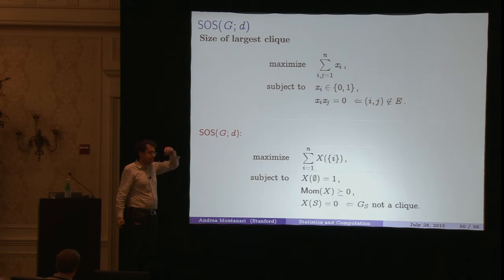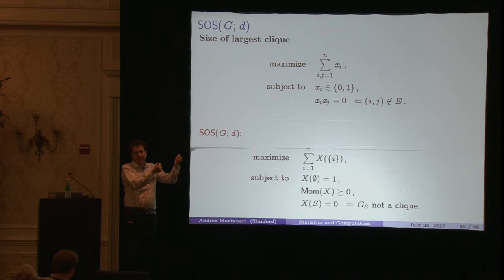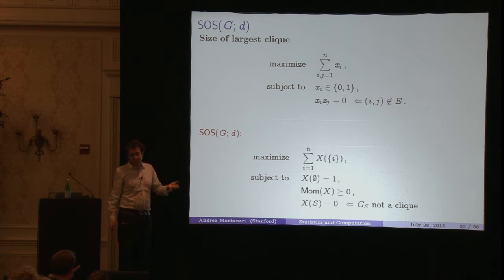If G_S is not a clique, then X of S must be 0, because S cannot be in the clique. Right? So again, if S, for instance, is a pair, this is saying that every time the pair of vertices is not connected by an edge, then X_{i,j} must be 0. If S is a triple, this tells you every time that i, j, k are not connected by 3 edges, then X of i, j, k must be 0.